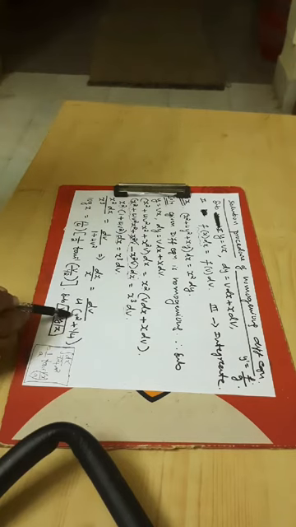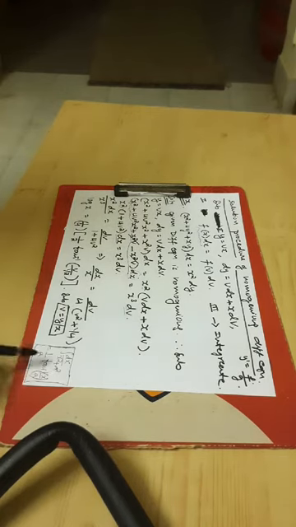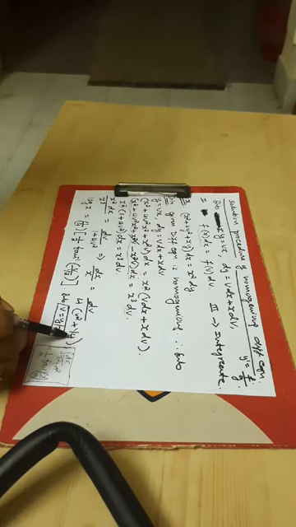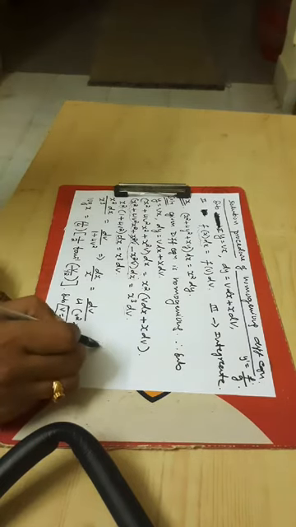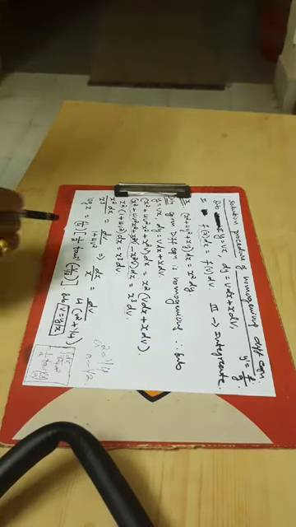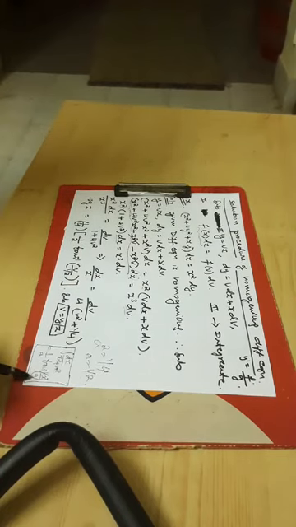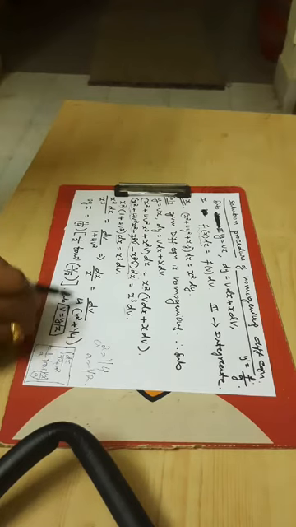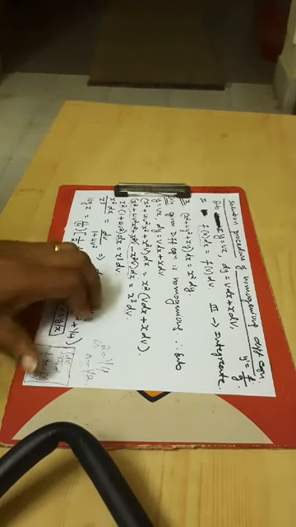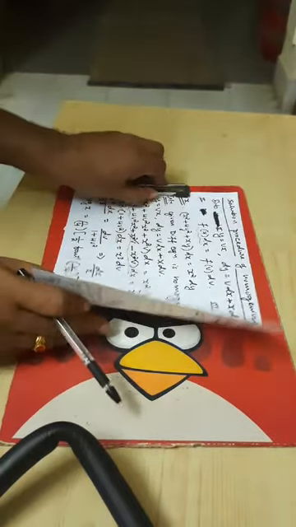Now what is the form? The integral of dx by (x² + a²) is 1/a into tan inverse of x/a. So a² = 1/4, therefore a = 1/2. So 1/a is 2, tan inverse of x/a, with x replaced by v, v/a is 2v. What is v? v = y/x. This is how we can find the solution of a homogeneous differential equation.